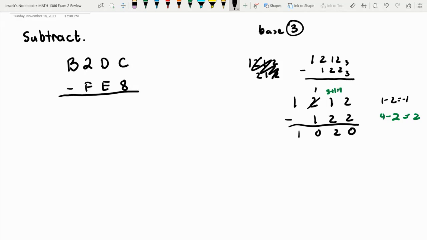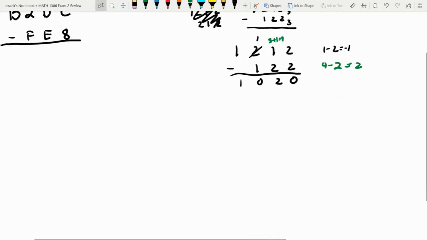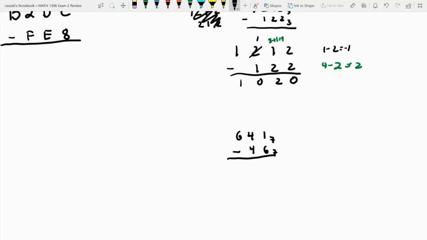So let's try that with base 7, I guess. Oops, base 7 would only have digits 0 through 6. Okay, and this is base 7. So we go 1 minus 6. Okay, that is a negative number.